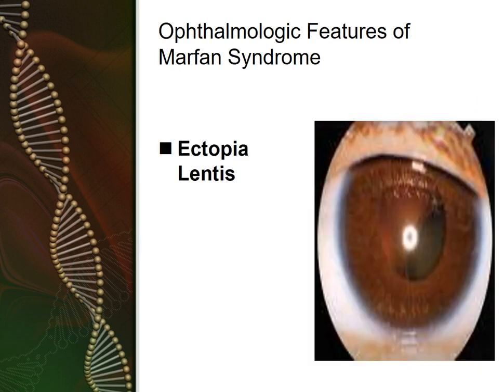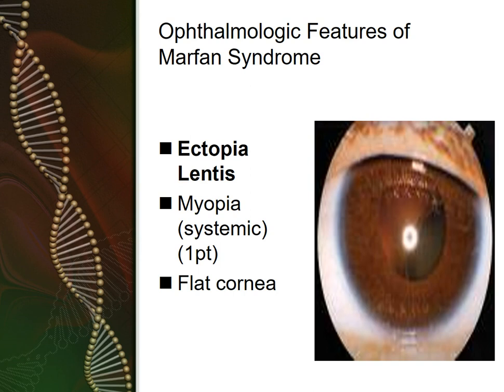Major criteria in eye is ectopia lentis, and this is the upgoing dislocation of the lens. We talked about homocystinuria that has a downward dislocation of the lens. This is upward. Myopia, and again, flat cornea and elongated globe. These are other signs that the ophthalmologist may see in a patient with Marfan syndrome.